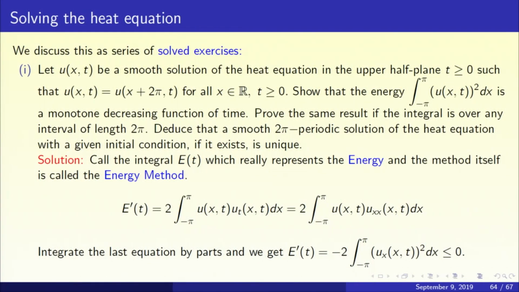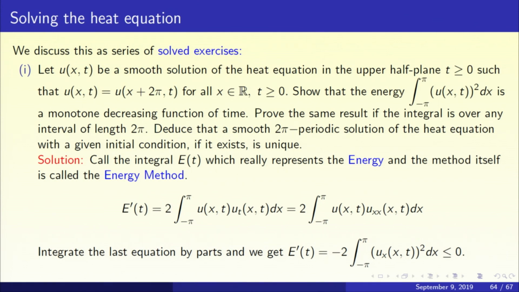Now you want to put a periodicity condition, u of x comma t equals u of x plus 2 pi comma t for all x and for all t positive. Show that the energy, that is the integral from minus pi to pi of u of x, t squared dx, is monotone decreasing as a function of time. Let us look at the solution to this problem in detail.